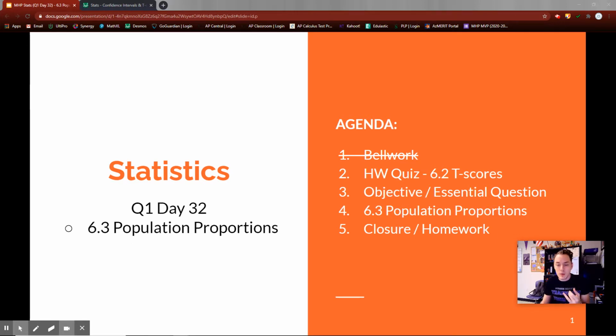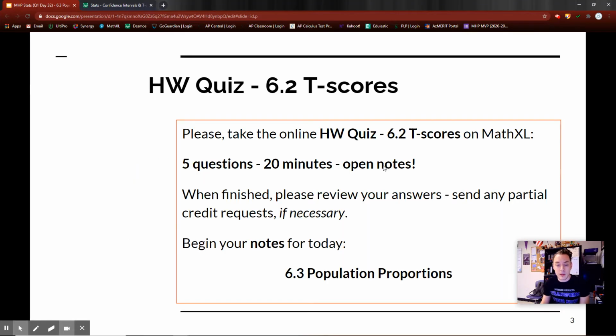So we're going to go through the homework quiz, the 6.2 if you haven't completed it, and then the lesson 6.3. The homework quiz will be 5 questions, 20 minutes, because you're really just plugging stuff into Desmos. Once you're done, make sure you review your answers as much as possible and then send them to me. Then get started on 6.3. Print out the note packet if you need to get started on that.